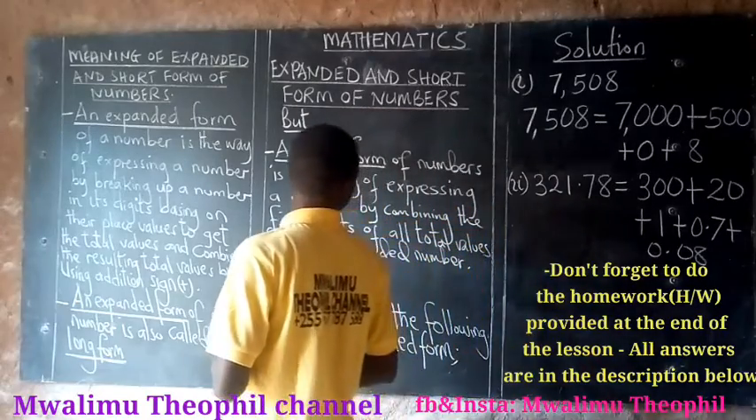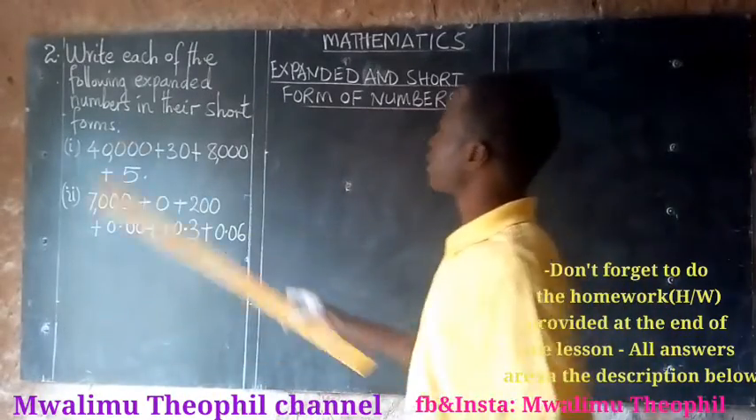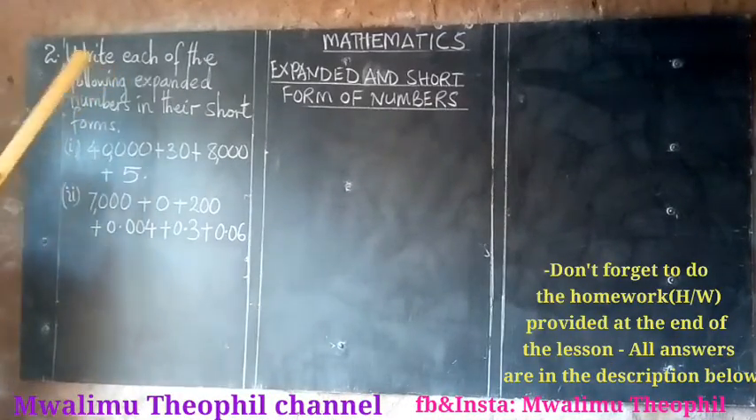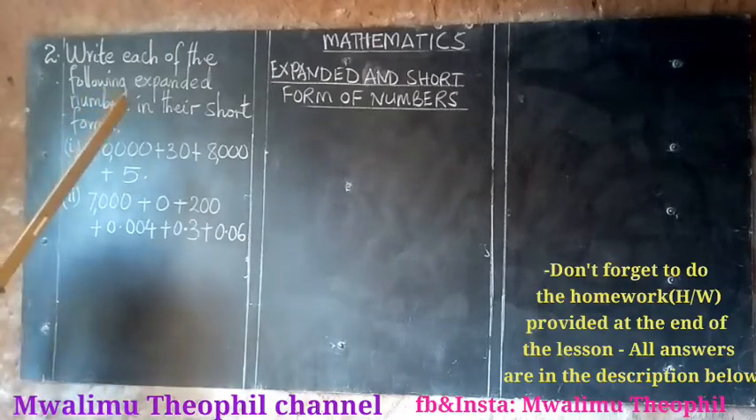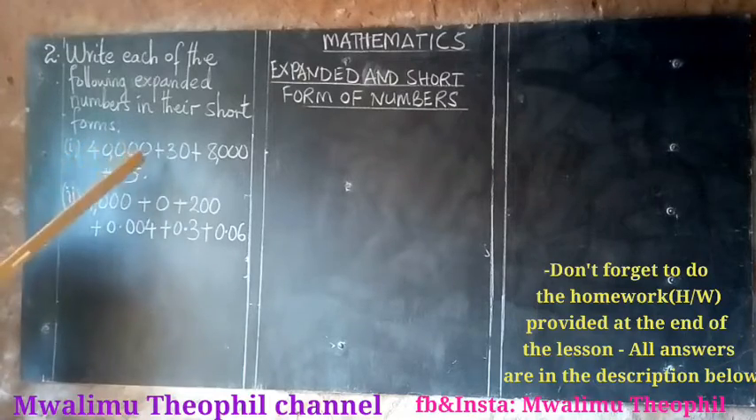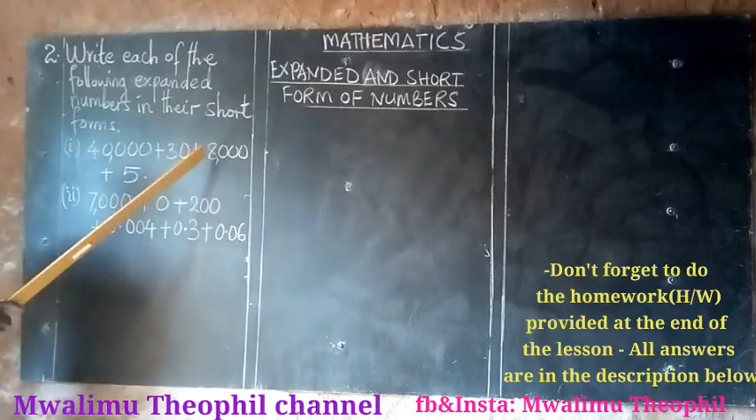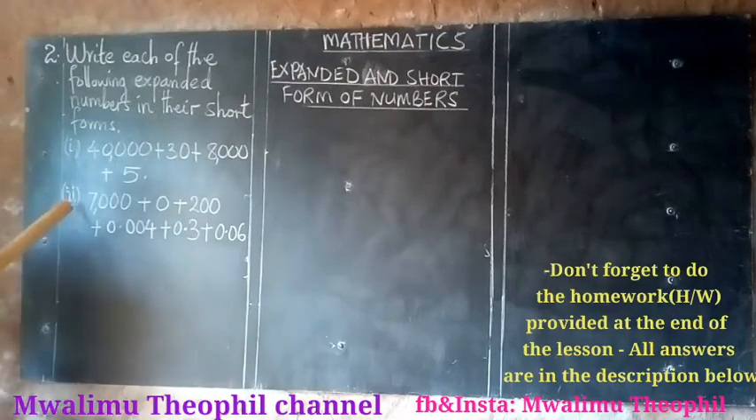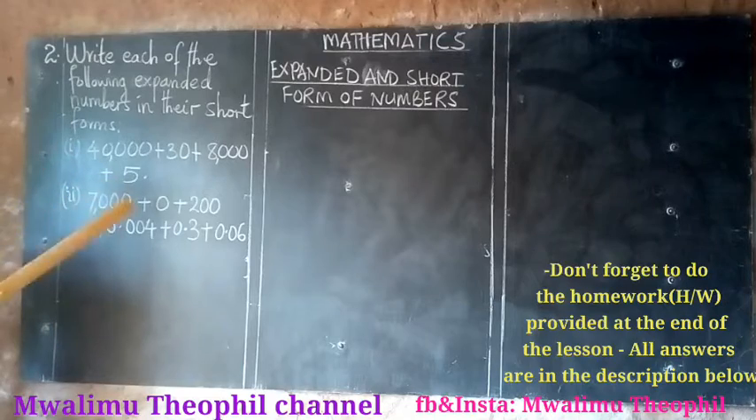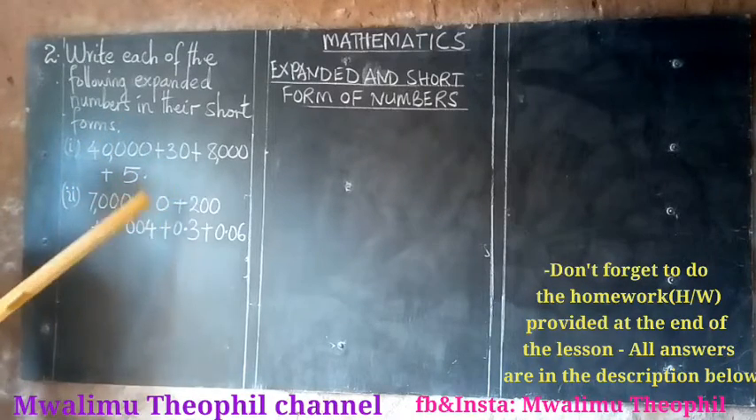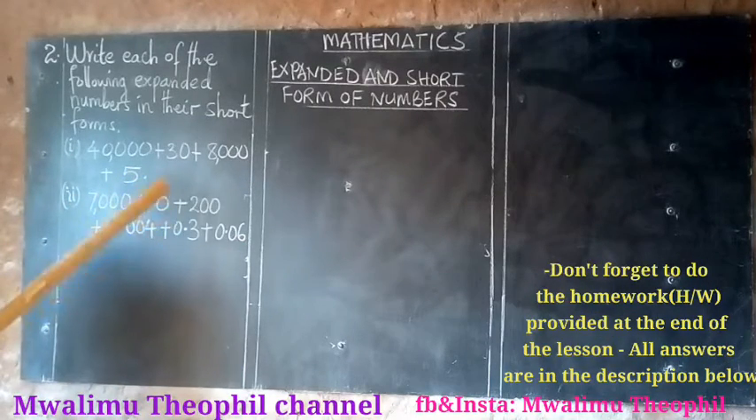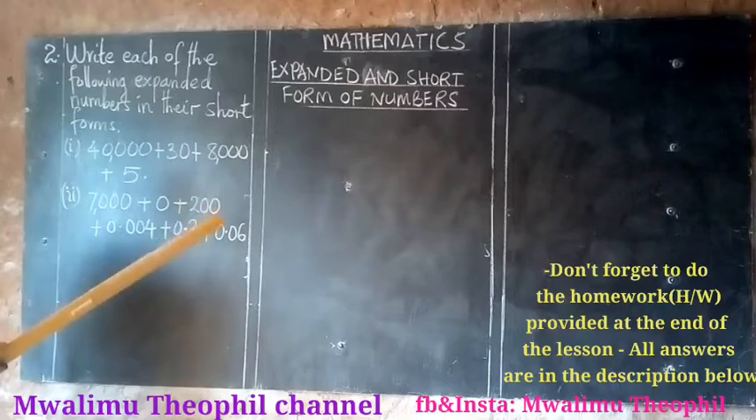Let us see the way we do. Now let us see the second example. Our second example states that write each of the following expanded numbers in their short forms. The first number is 40,000 plus 30 plus 8,000 plus 5. A second expanded form is 7,000 plus 0 plus 200 plus 0.004 plus 0.3 plus 0.06.